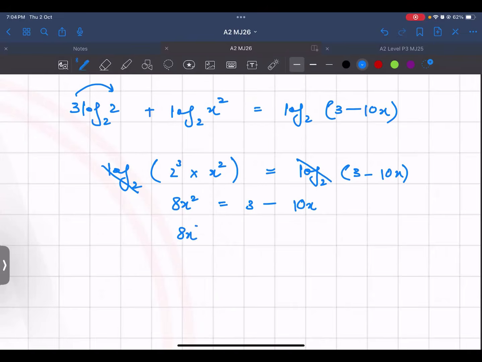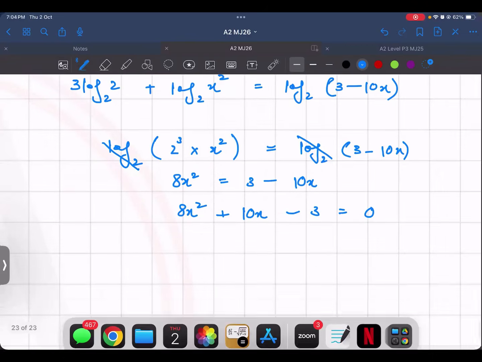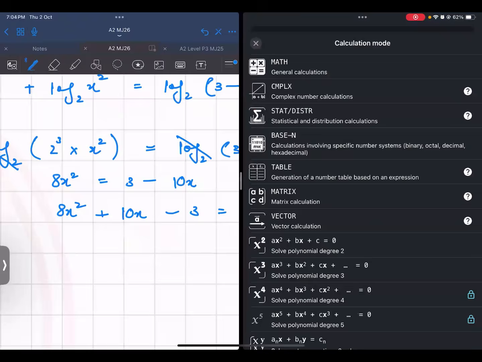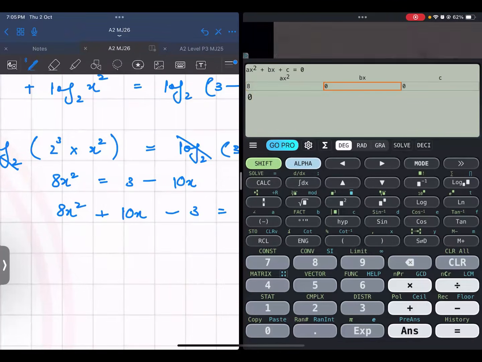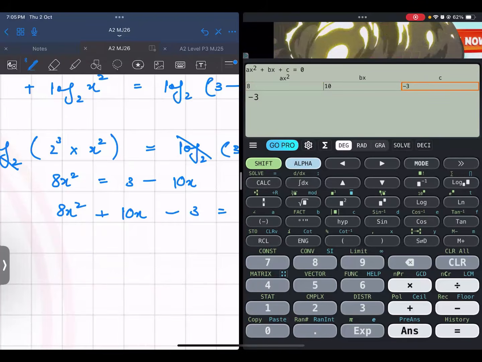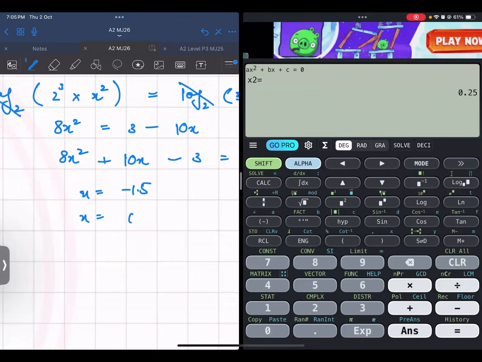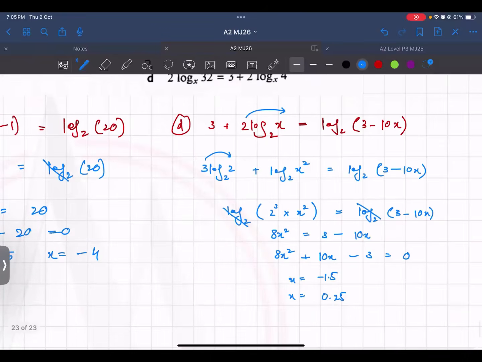So 8x squared plus 10x minus 3 is equal to 0. So your answers are coming out as 8, 10, minus 3. So x is equal to negative 1.5 and x is equal to 0.25. So look again, your x won't work for a negative number. So you will cancel out this one. This is the only answer.